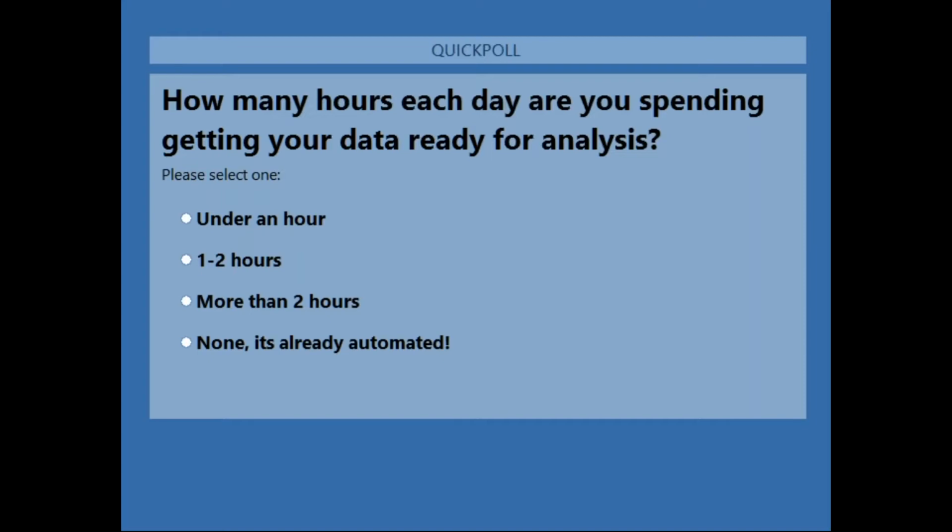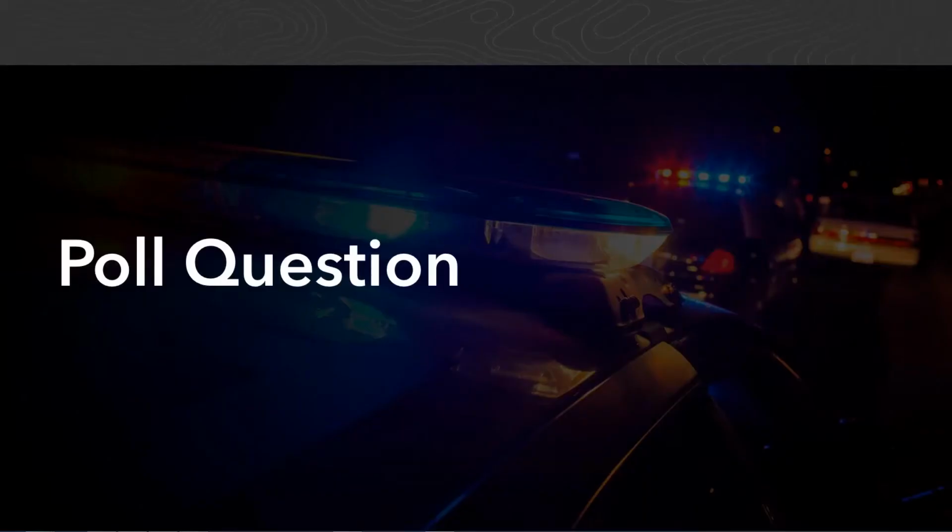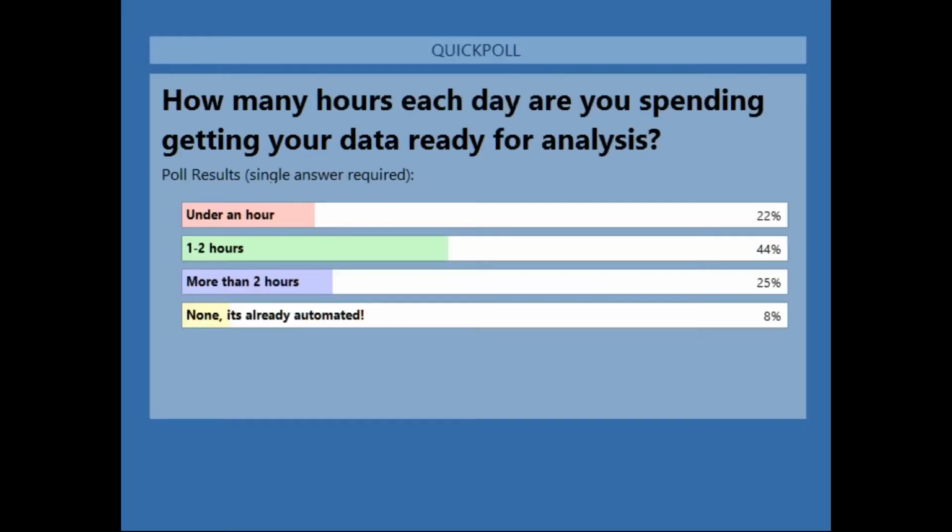So if you want to respond to the poll, you can click on how many hours in a day you're currently spending organizing your data to get it ready for analysis. The options are under an hour, you're getting it done relatively quickly, maybe 1 to 2 hours. Hopefully you're not spending more than 2 hours every day getting your data ready, but some of you may be. And then lastly, for the fortunate ones out there that already have their data automated, maybe nope, you don't have to worry about that because you already have your data ready to go. Now let's give just one more minute and let's take a look at what our results are.